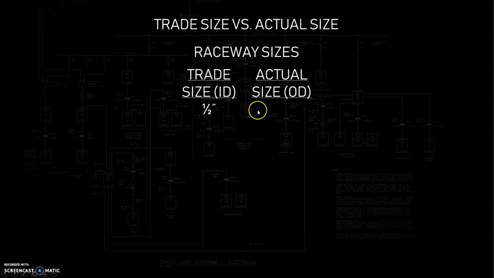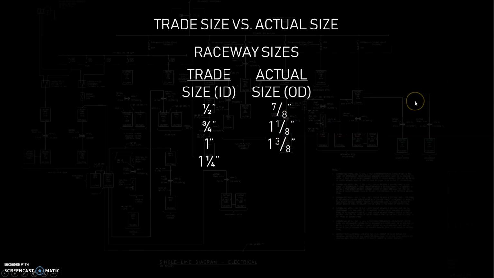A 1/2 inch piece of conduit, if you measure, inside diameter is roughly 1/2 inch, depending on the type. But the actual outside diameter for most, again, every type of raceway is going to be just a little different, but it's actually going to measure right about 7/8 of an inch outside diameter. Same thing if we go down the list, 3/4 inch conduit, outside diameter is actually about 1 1/8 of an inch. 1 inch comes out to about 1 3/8.